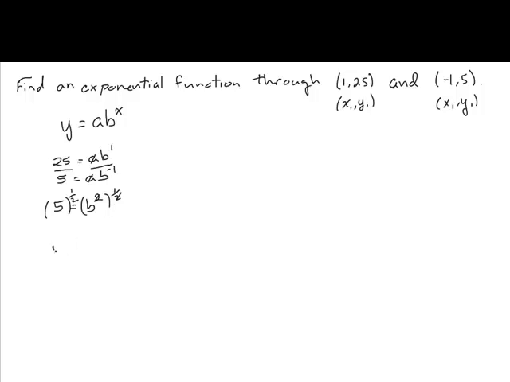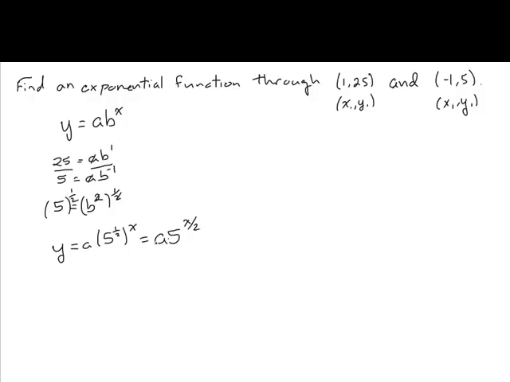So here's where we're at. We have y equals a times 5 to the 1/2 power, to the x. Or if we want a cleaner way of writing this, an exponent to an exponent, they multiply, so we could write that as a times 5 to the x over 2.